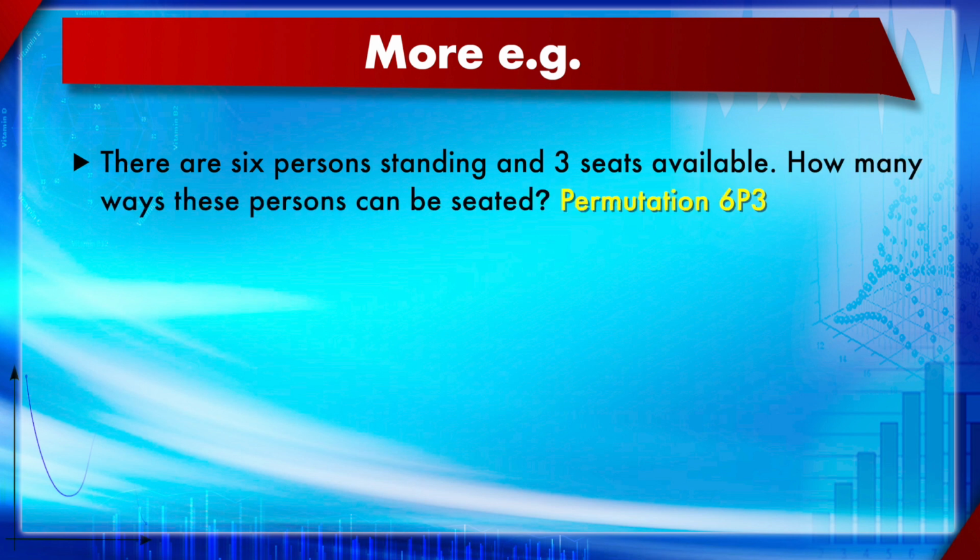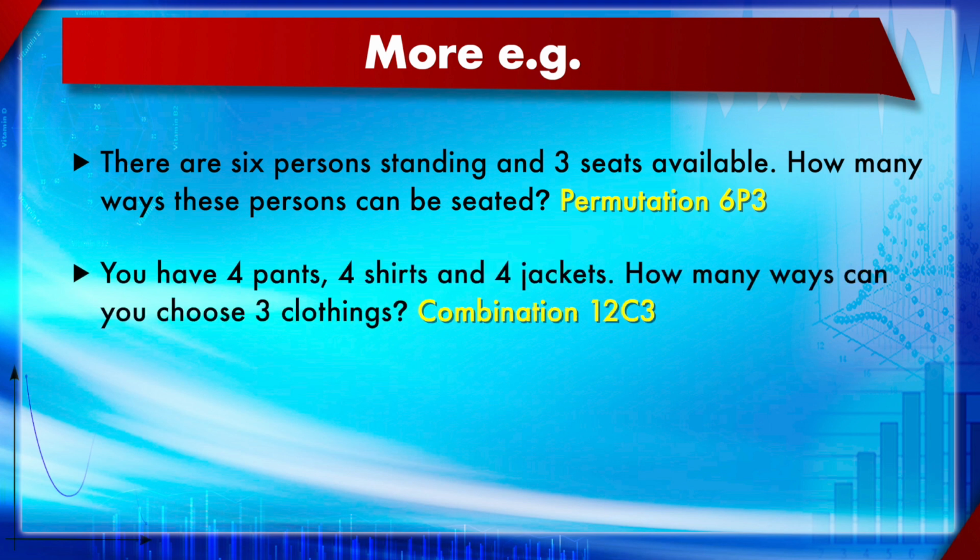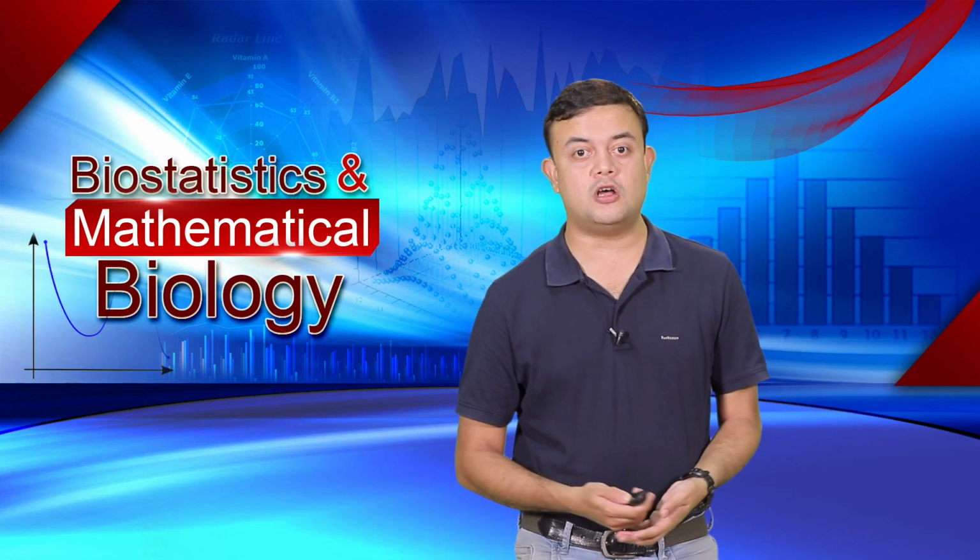There are 6 persons standing and 3 seats are available. How many ways can these persons be seated? The first seat, second seat, third seat, or the person is in the middle. So that way it is basically a permutation problem because the order matters there, and you can solve it using the permutation equation. Next, you have 4 pants, 4 shirts and 4 jackets. How many ways can you choose 3 clothing items? Here just 3 clothing items, anything. So it's basically a combination problem because the order doesn't matter in this case.